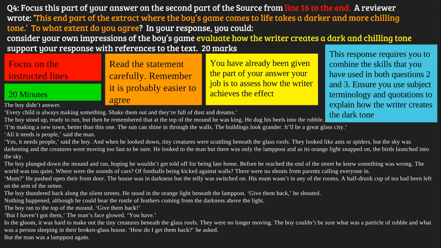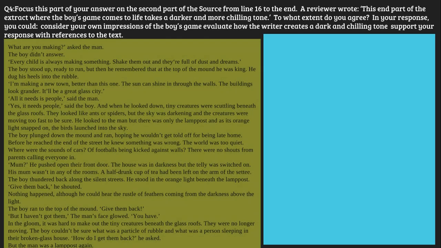So what you're doing with question 4 is you're combining the skills that you've used in question 2 and 3. So we're using subject terminology and quotations again, and we explain how those subject terminologies create that dark, sinister, chilling tone. You can talk about language features or structural features, entirely up to you, how we get that sense of darkness and the sinister nature of the text at the end. So exactly the same as before.